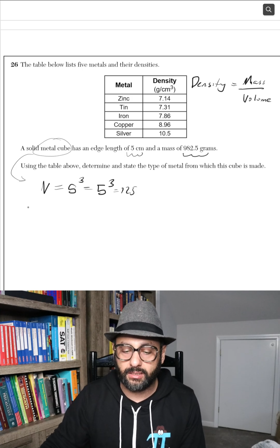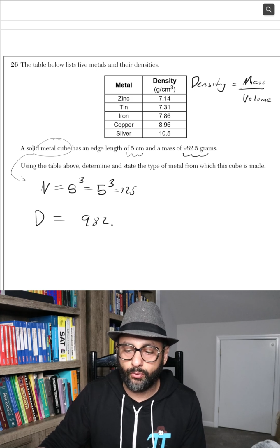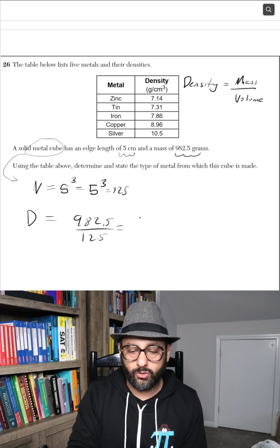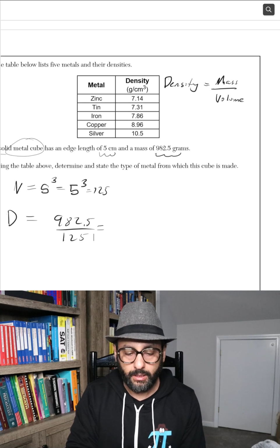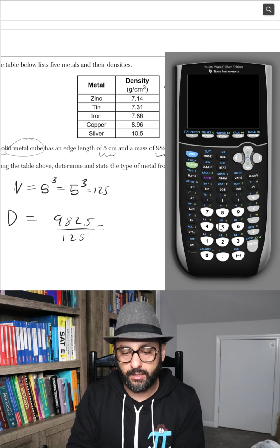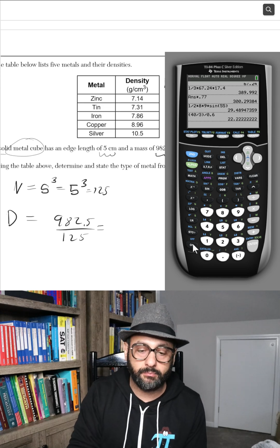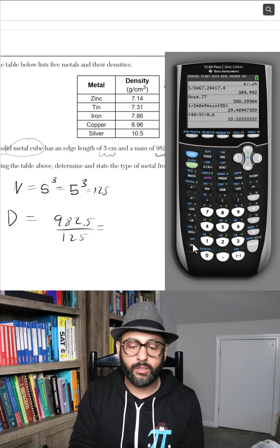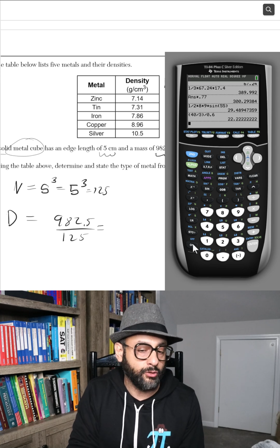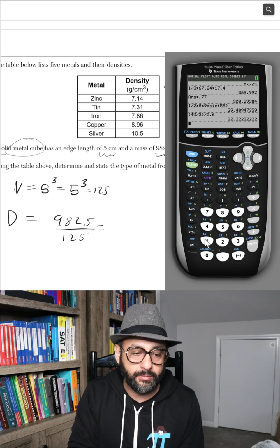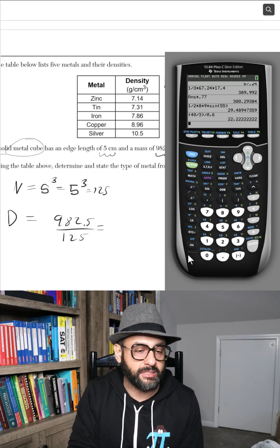And so the density is equal to the mass, 982.5, divided by the volume, 125, which is equal to, now I'm going to go to my calculator and do this arithmetic, but I do see that it's probably not silver. If you just write the name of the metal, you get a point. So you have a 1 in 5 chance of getting a point. If you have a 0 clue, you don't remember the density formula, just write a metal. However, you should try to remember the density formula. That's the better way to do it. Remember, density is equal to mass over volume.